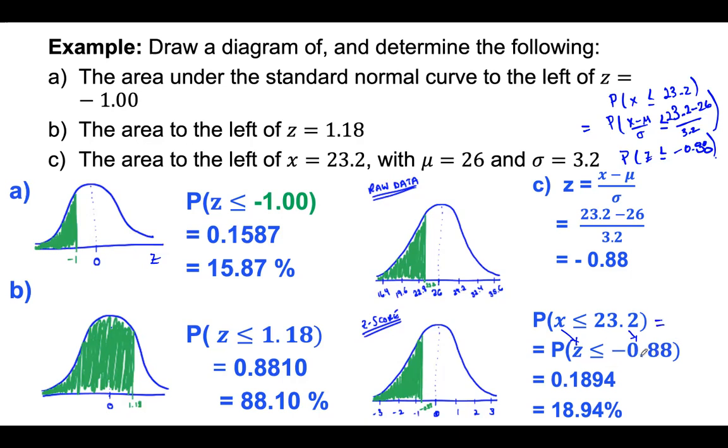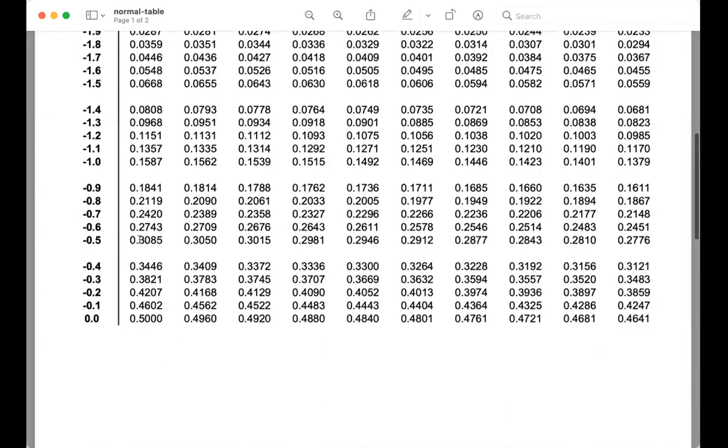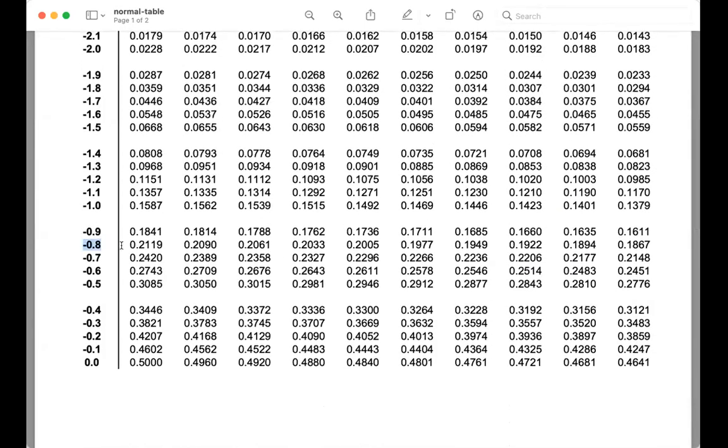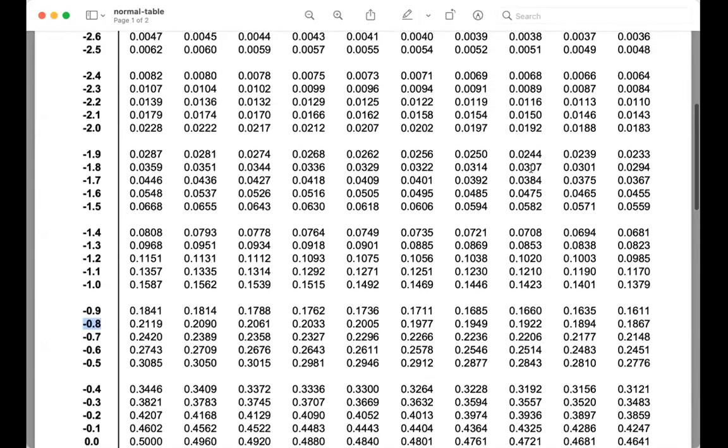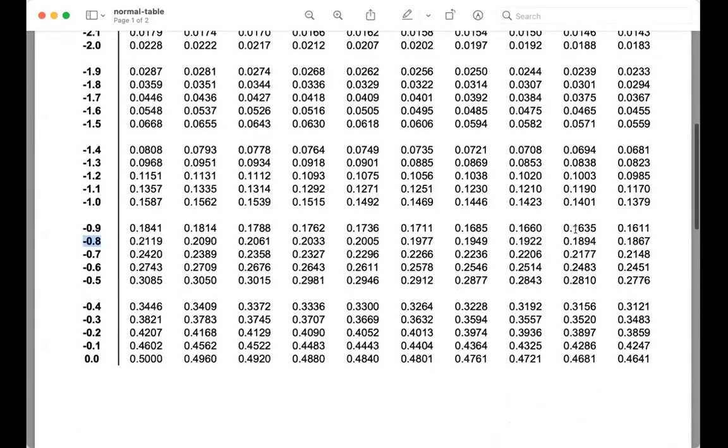Now we have negative 0.88. We can look that up in our table. Negative 0, so here's negative 0. And then 8, okay, here's column 8. Right here, 0.1894.